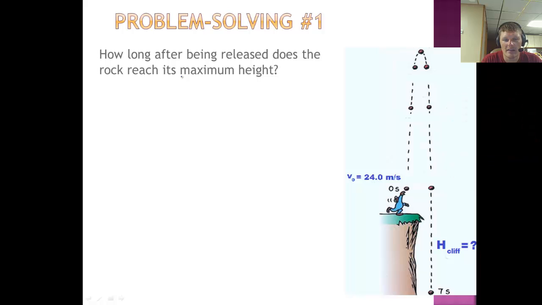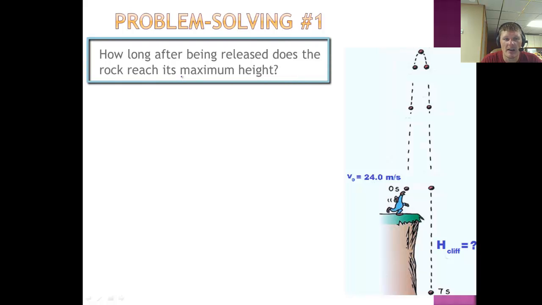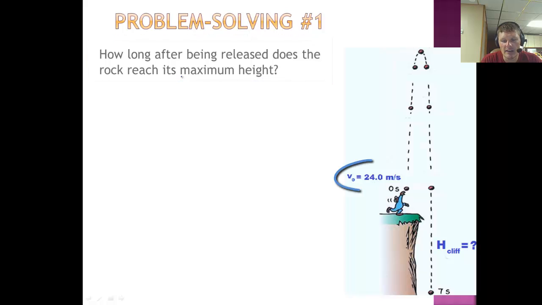Okay, welcome back. Let's now go through the answers to the 5 problems that were listed. The first problem asks, how long after being released does the rock reach its maximum height? Let's start off by making a list of what we know. The initial velocity of the rock is 24 meters per second.